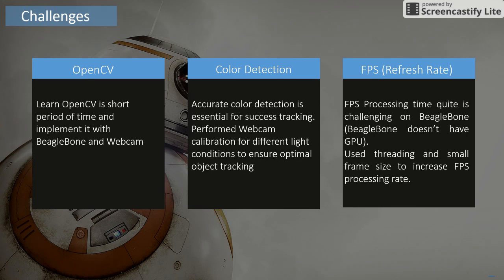And the last one is the FPS, which is frames per second, or the refresh rate. We noticed that in the BeagleBone, the processing is very slow, and it's because it doesn't have a GPU. So we use threading and also a small frame size to increase the FPS processing rate.